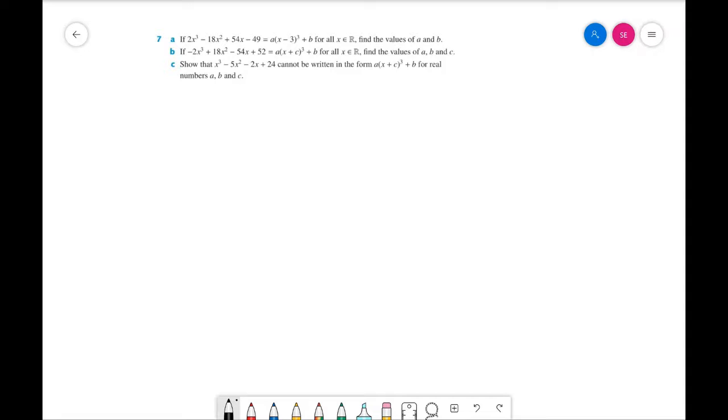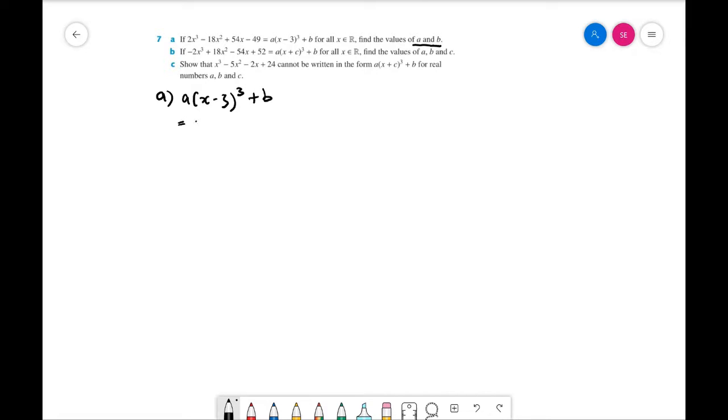It's very late. Anyways, so chapter 4C, question 7. We've got to find A and B. Now we know the left-hand side is going to equal the right-hand side. So let's look at the right-hand side first. We've got A, x minus 3 cubed plus B.